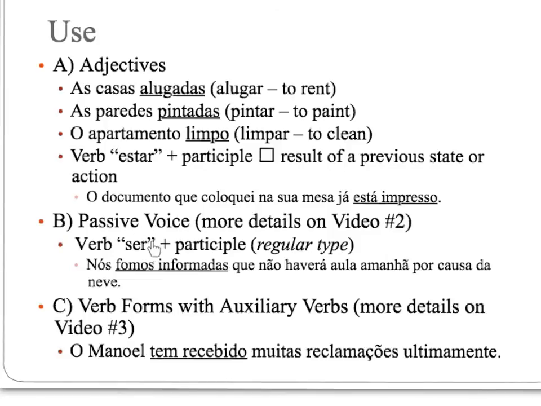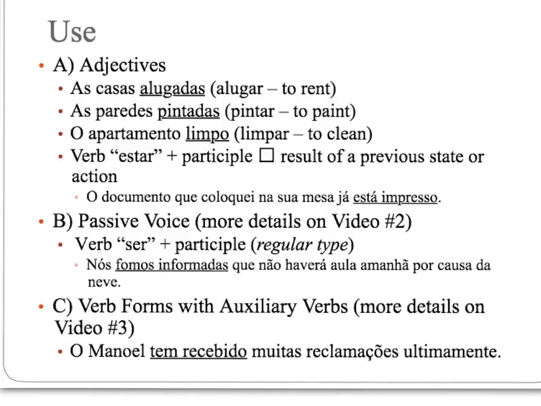Passive voice, you always use a form of the verb ser and then the participle, okay? Now, remember that ser is a complicated verb because it has a lot of irregular forms. And then here, the past of ser for nós is fomos. Nós fomos informadas que não haverá aula amanhã por causa da neve. We were informed that there won't be any class tomorrow because of the snow. Okay? But who informed us is irrelevant in this case. So this is what's called passive voice.